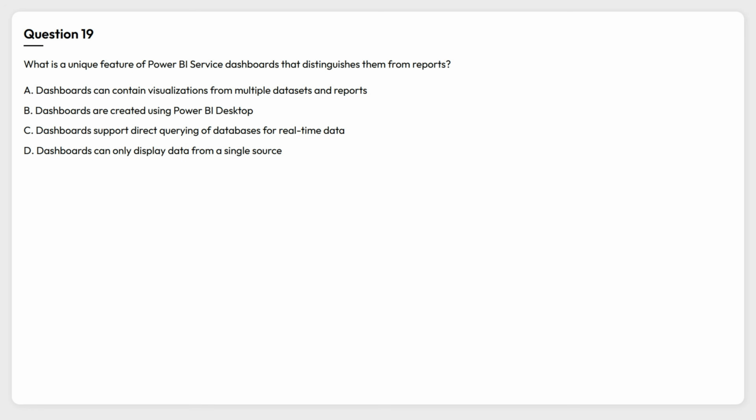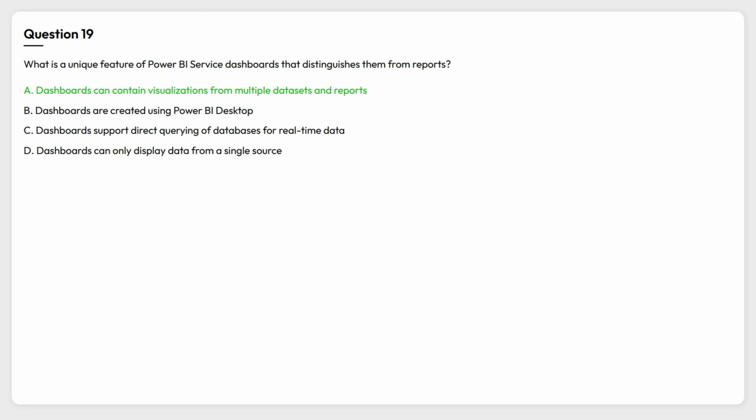Question number 19. What is a unique feature of Power BI Service dashboards that distinguishes them from reports? Option A. Dashboards can contain visualizations from multiple datasets and reports. Option B. Dashboards are created using Power BI Desktop. Option C. Dashboards support direct querying of databases for real-time data. Option D. Dashboards can only display data from a single source.